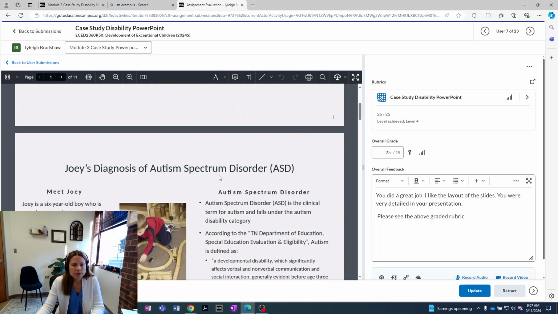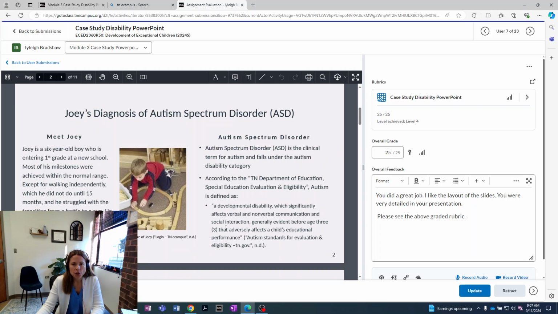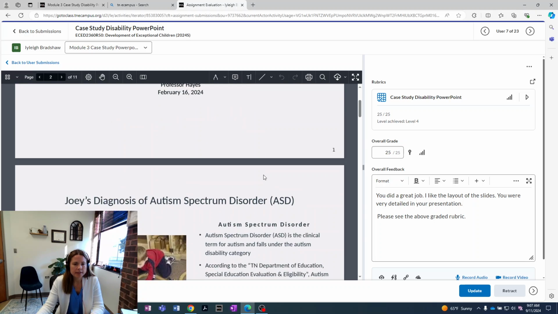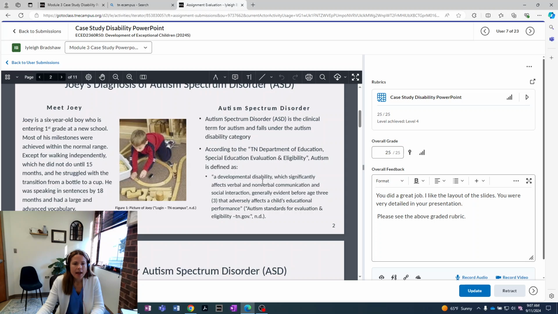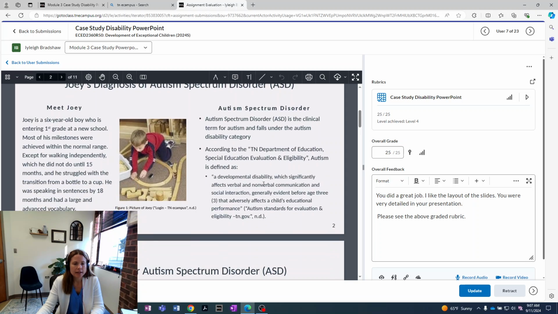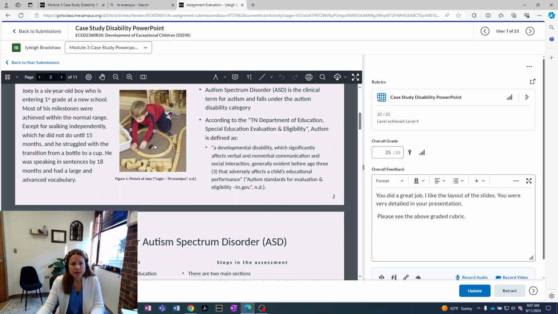So this is what a student in the past has done. They chose Joey as their case study child. They put the name of it, their name, what the disability was, and that it was a case study. You'll see here that they've included sections that I wanted them to include, right? They included the disability, defined what it was. They even included a picture of him, which helps.